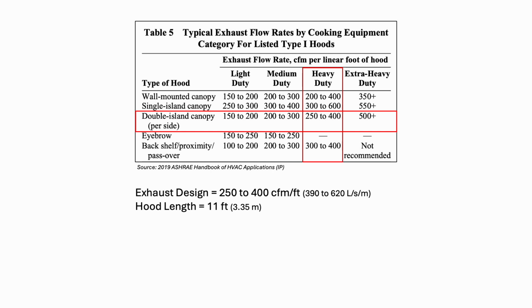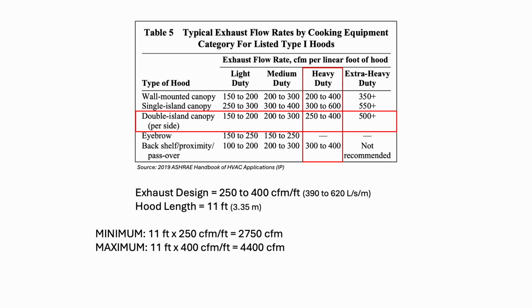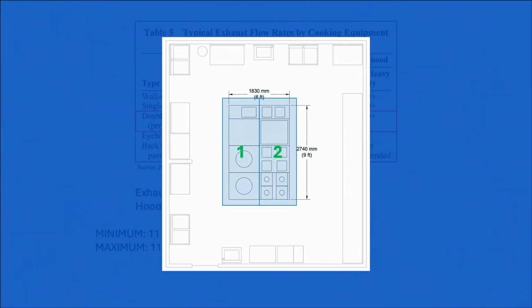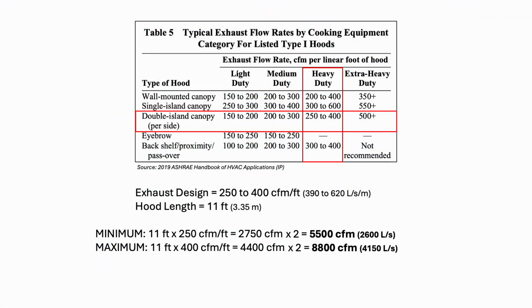The length of our hood is 11 feet, so the exhaust requirement is 2750 to 4400 CFM. However, this is for one side. Double island canopy hoods have two sides. If we plan to use one exhaust fan for the entire hood, we need to double the flow rate. So, the minimum and maximum flow becomes 5500 and 8800 CFM. We can specify something on the upper end like 8500 CFM for our exhaust fan to be safe.